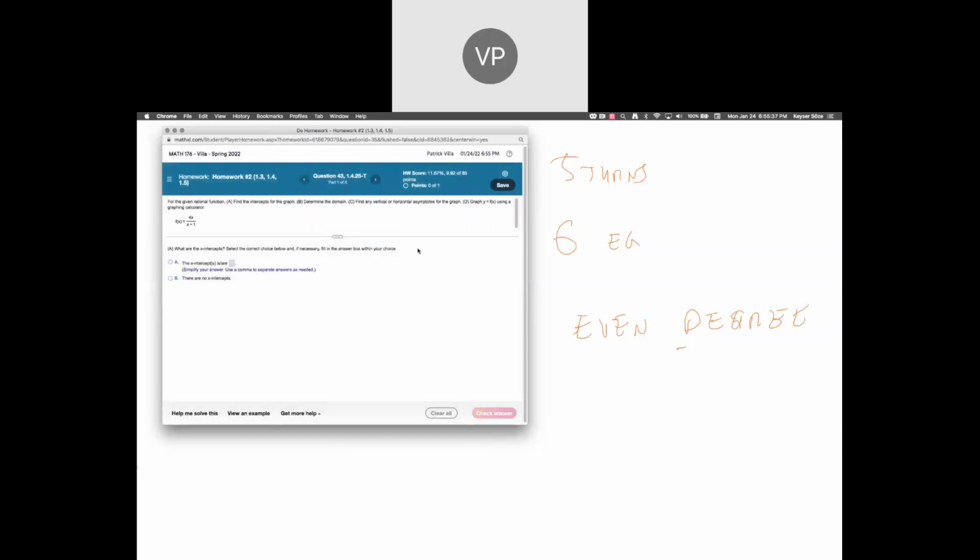Okay, so number 43 here. They want us to use a graphing calculator for part of this, so I'm going to pull out the Desmos again.